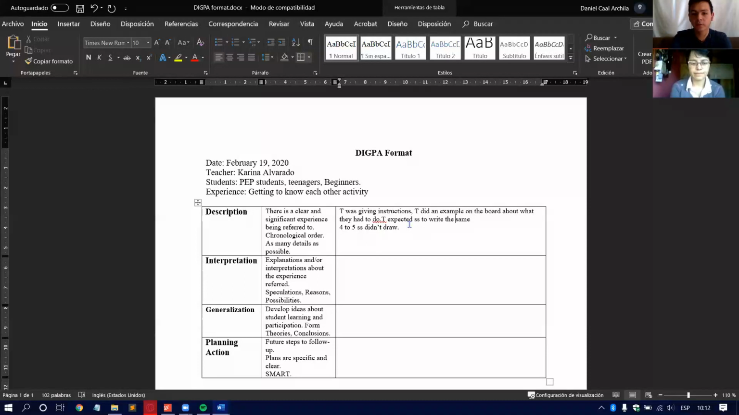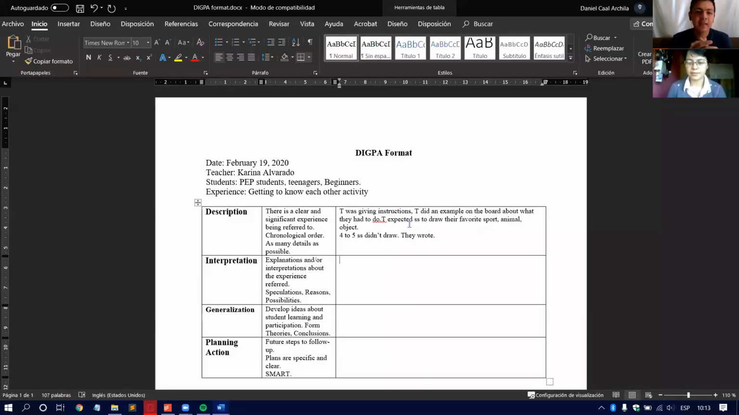So you were expecting them to draw their favorite what? Favorite sport, music, animal, and object. And they didn't draw. What they did instead was write the name. For example, if their favorite sport was soccer, they wrote soccer instead of drawing something that represents it. Right, and your goal was for them to draw. Yes, and they wrote. Okay.